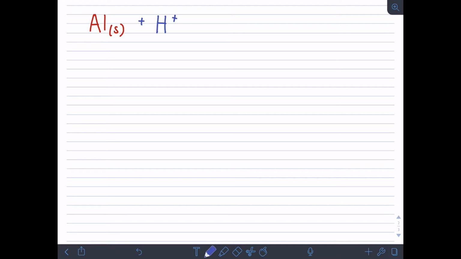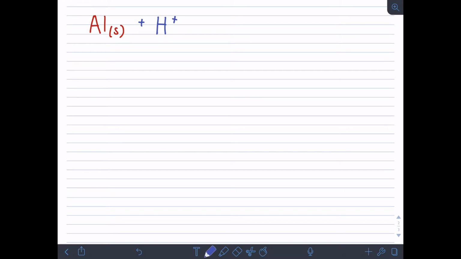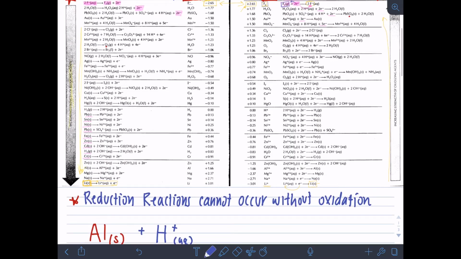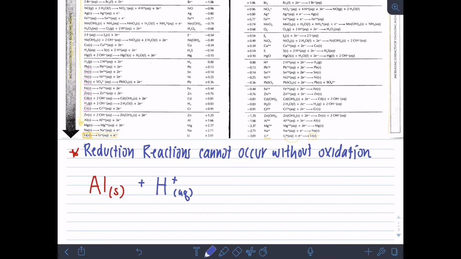The first thing that you'll want to do to combine these half reactions is to write down the half reactions. You'll need to find the half reactions that correspond to aluminum solid and H+ aqueous. It's important that when you're finding these reactions on your half reaction sheet that they each appear in the reactant side of the half reaction. Also, that you have an oxidizing and a reducing reaction.